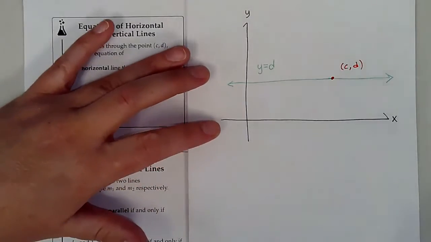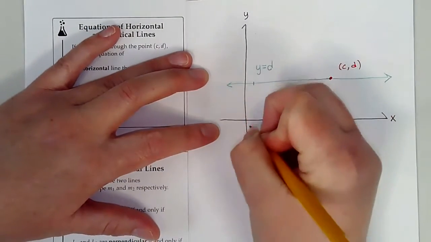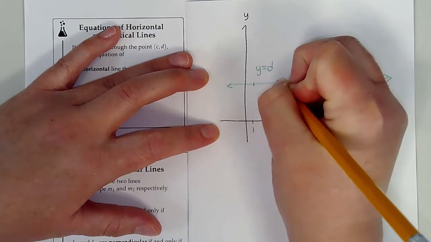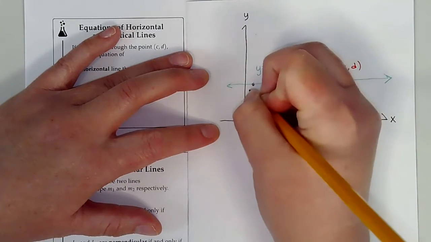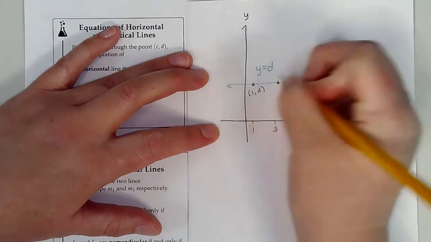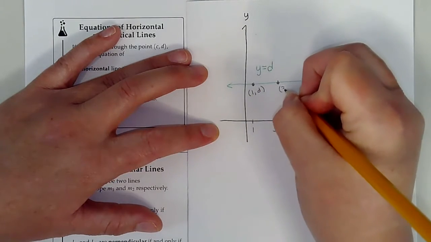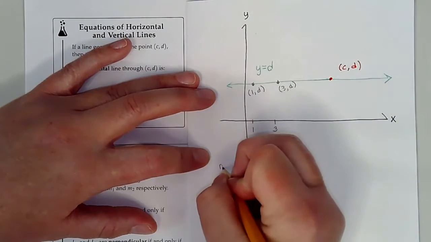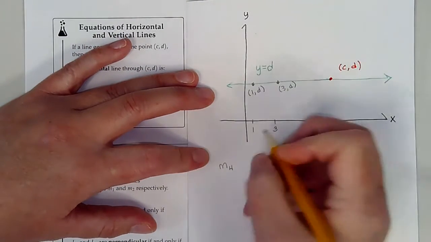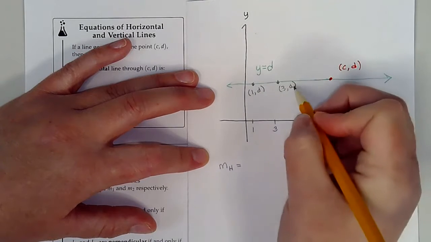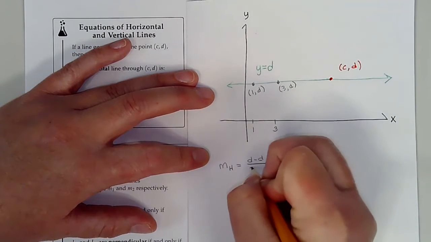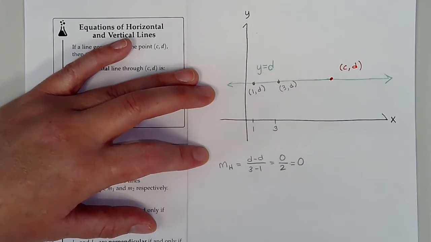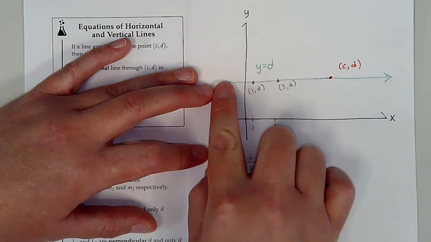So let's put 2 points on here and find that slope. So maybe here at x equals 1 and maybe x equals 3. So this point is 1 comma d, so that value of y is just d. And this point will be 3 comma d. And so our slope for our horizontal line is going to be, let's see, d minus d over 3 minus 1, which gives us 0 over 2, which is 0. Okay, so that slope for a horizontal line is 0.